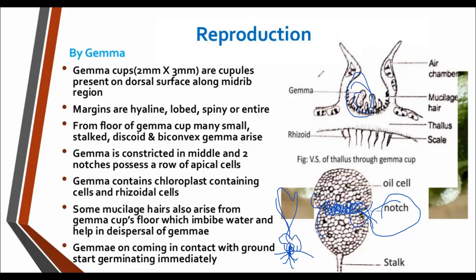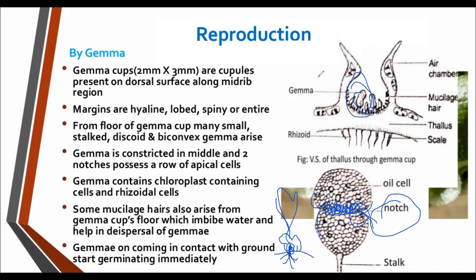The second one is the development of adventitious branching. The adventitious branching is a special type of branching which develops from the ventral region of Marchantia, and this adventitious branching undergoes fragmentation or separates from the thallus and develops into new plants. Third is by the gemma cup formation. The gemma cups are the vegetative part which is found on the dorsal region in the midrib of the thallus.